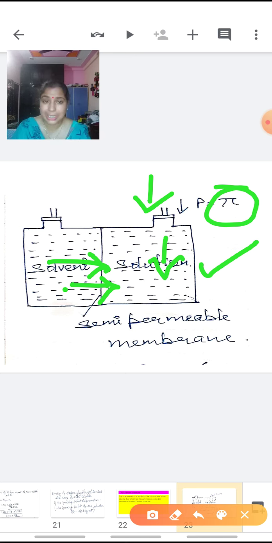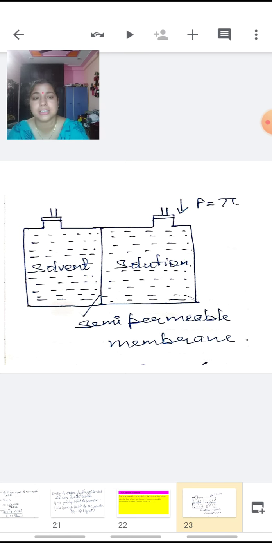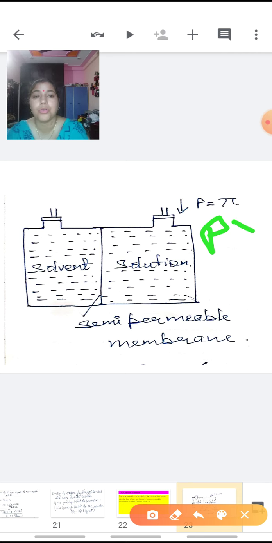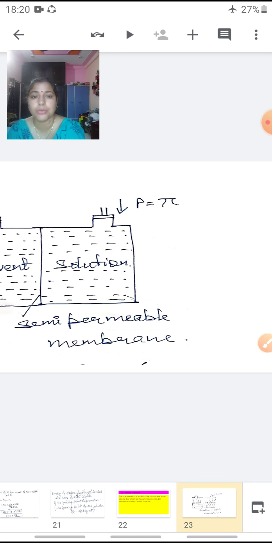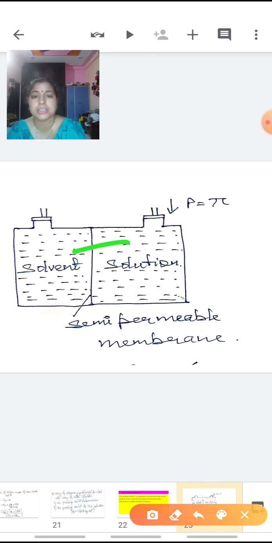Now, children, can you tell me what will happen if I apply pressure more than pi, that means more than the osmotic pressure? Yes, reverse osmosis will start taking place. If pressure more than osmotic pressure is applied on the solution side, then the solvent from the solution side will start moving to the pure solvent side. That is called reverse osmosis.